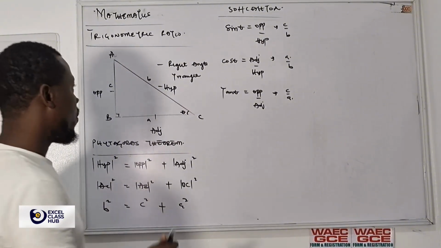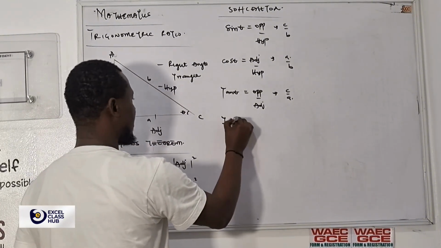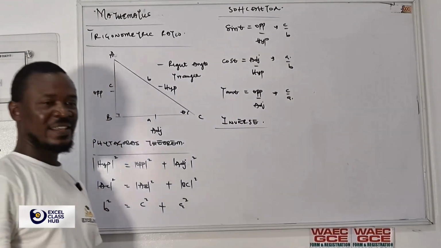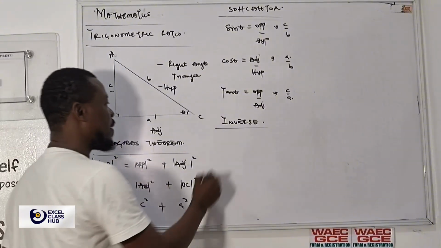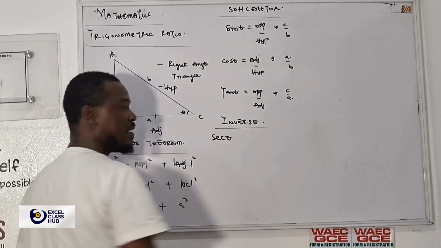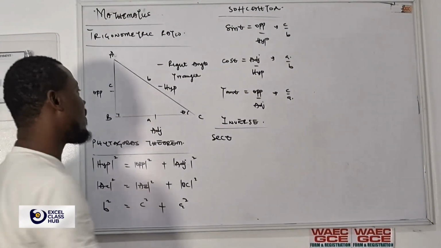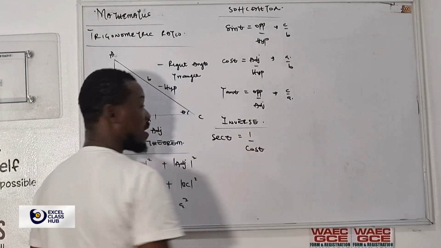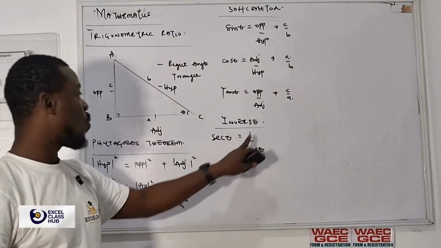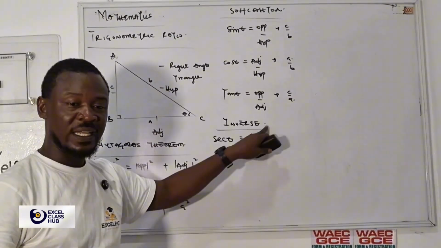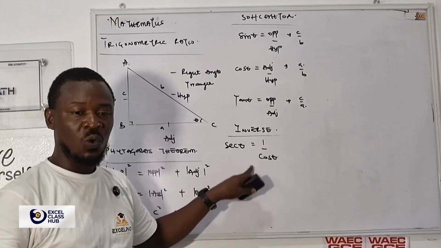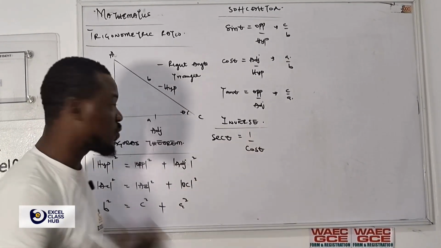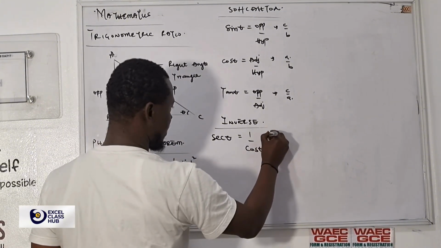Aside from SOHCAHTOA, we still have what they call the inverse. The first inverse that we have is sec theta. Whenever I see sec theta, it gives you 1 over cos theta. I repeat, sec theta means 1 over cos theta.